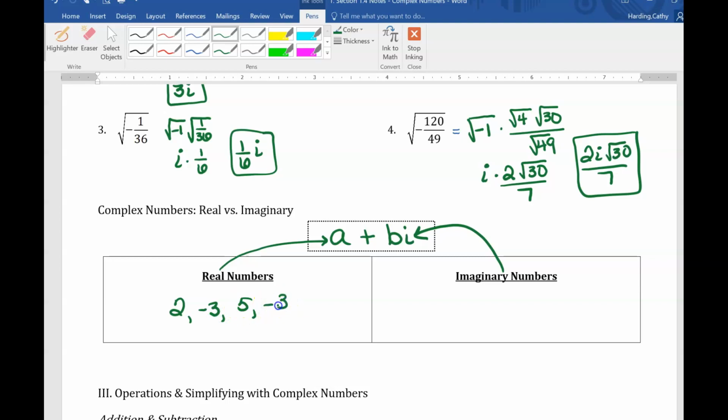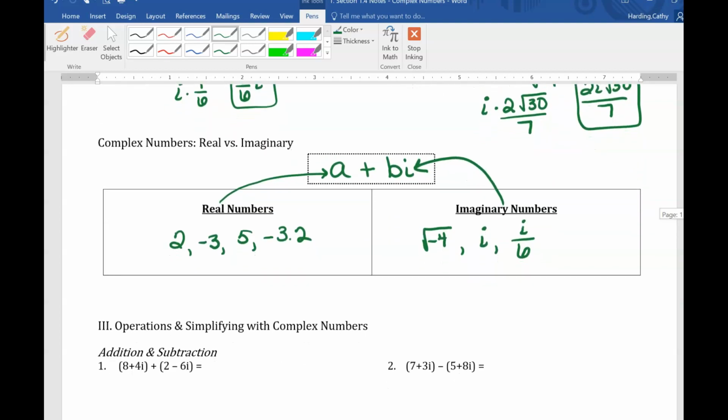5, negative 3.2. And imaginary numbers, square root of negative 4 is imaginary, i is imaginary. All those answers we just came up with above were all imaginary. So then a complex number is the combination of a real number and an imaginary number. And that's going to be an important idea when it comes to doing operations with complex numbers.